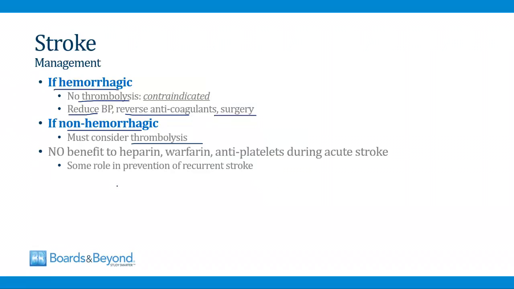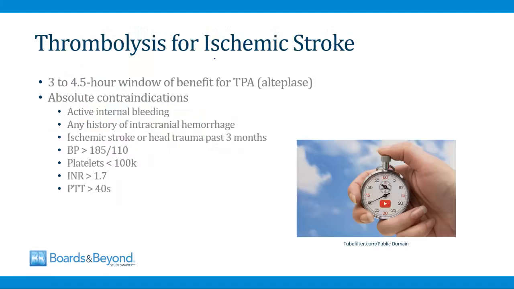And so in the emergency room, in a patient with a non-hemorrhagic stroke, what you want to think about is: is this patient a candidate for thrombolysis? All these other things I've shown on the screen here have no role. There's no benefit to heparin or warfarin or antiplatelet drugs during acute stroke. They have some role later in prevention of recurrent stroke, but no role in the acute management of a patient with a new onset stroke.